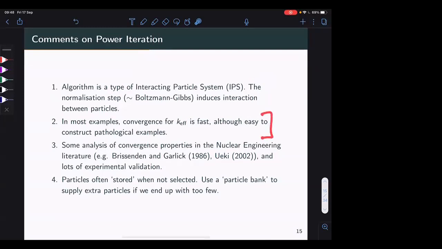In most examples, this convergence for k-effective is fast. So just running this simple algorithm gets us k-effective pretty quickly.